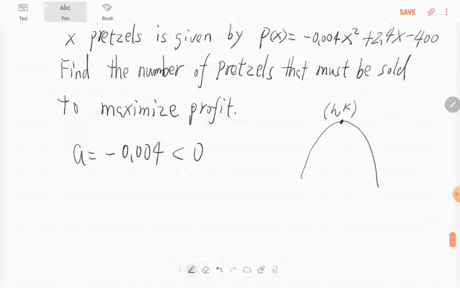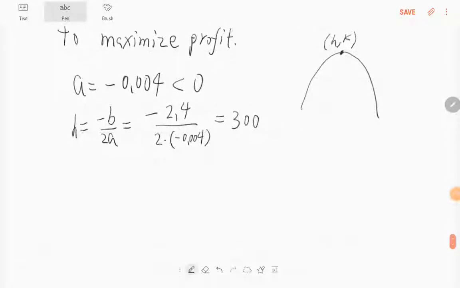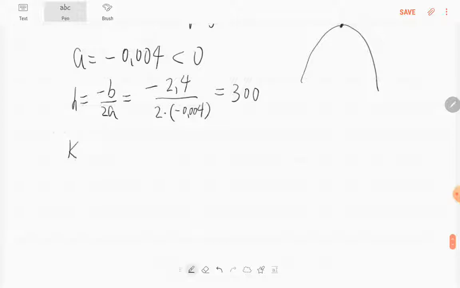We just need to locate h and k. Here we know h is equal to negative b over 2a. That is negative b, where b is 2.4, over 2a, which is 2 times negative 0.004. So what's this number? You use a calculator, and you get 300. So actually we just need to sell 300 pretzels per day to maximize the profit. Of course we can continue to do more things. What is k? It is c minus b squared over 4a. So actually you can stop here, but we can continue to get more information.